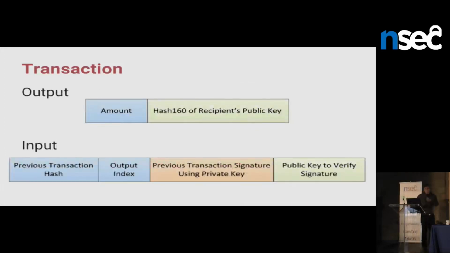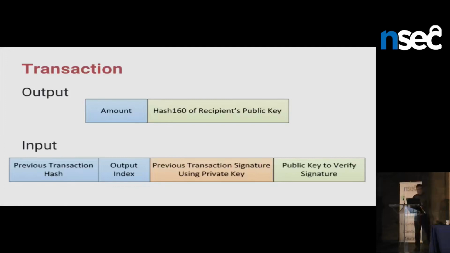As I said previously, there are inputs and outputs. An output is an amount of money that you want to send, next to the hash of the recipient's public key. For example, I want to send money to Laurent next year.